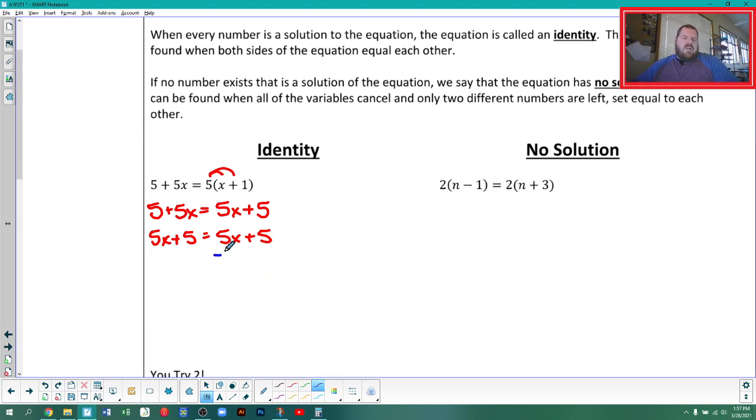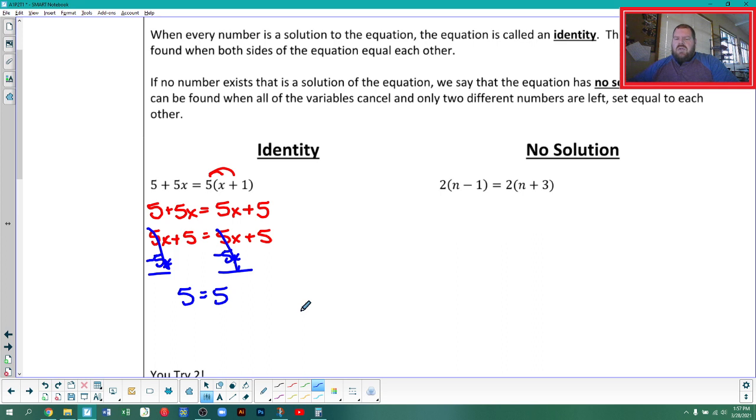And we say, all right, I'm going to subtract my 5x. I'm going to move this one over, right? I'm going to take this one, move it over. Well, when I do that, I'm subtracting 5x from both sides that already have 5x. So these cancel and these cancel, and I have 5 equals 5.